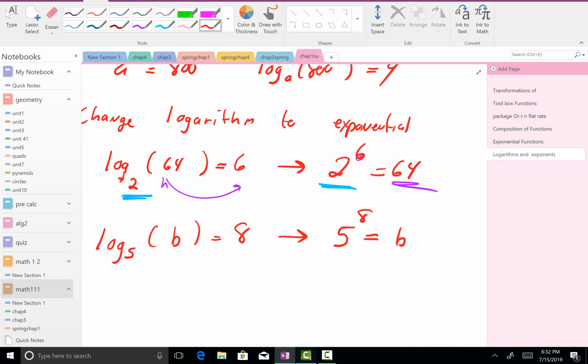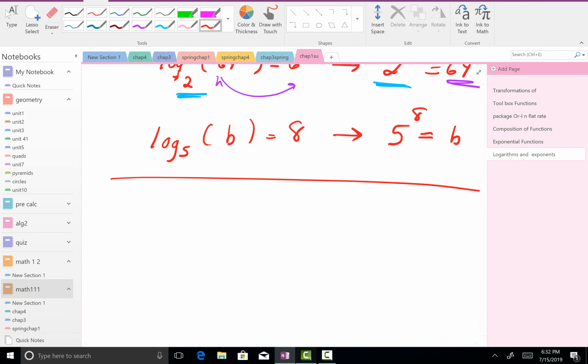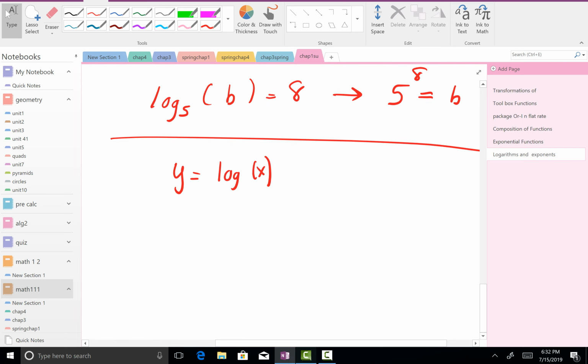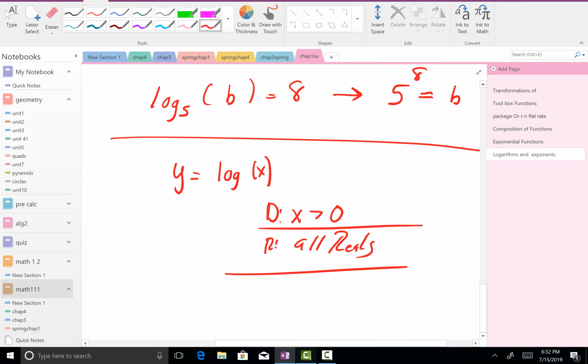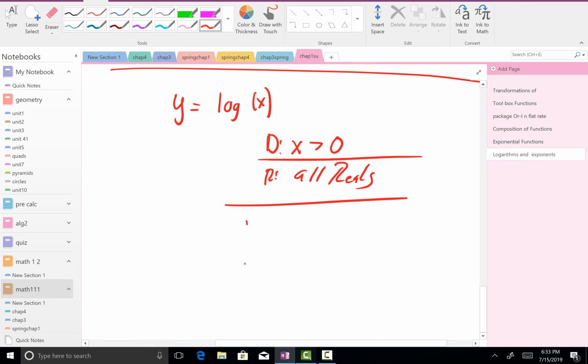Let's see. So I'll put that down here. y equals log of x. And if the base is different, it doesn't make any difference because you're just changing the power on the base. You're still going to get the same thing. So the domain, x is greater than 0. Range, all reals. That's what it looks like.